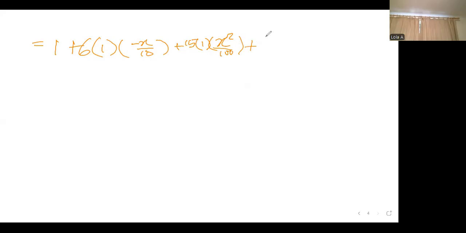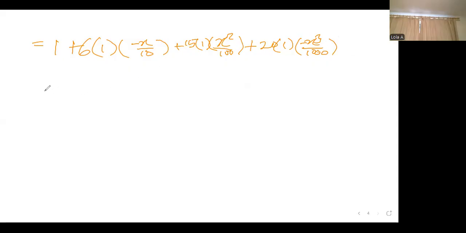Plus the last term there, that's 6 combination 3. So what is 6 combination 3? That's 20. Then 1 raised to power, that value is 1. Then minus x over 10 raised to power 3 will give us minus x cubed over 1,000, because 10 raised to power 3 is 1,000.